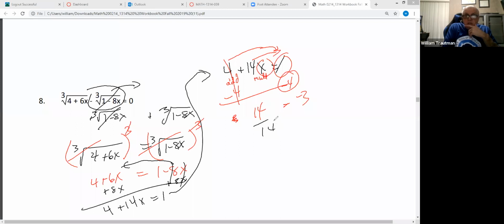Oh, wait. I'm missing the x. I'm sorry. It's 14x. Right? I had to take the 14 over. It's multiplying, so I'm going to divide by 14. And x equals negative 3 over 14.